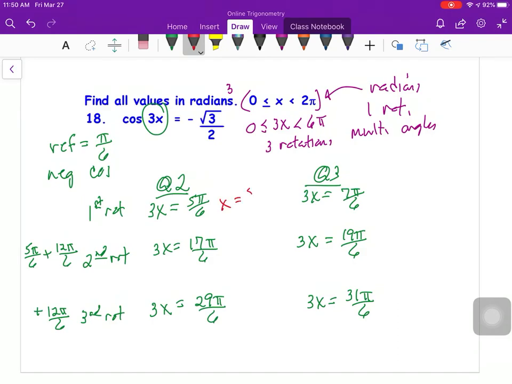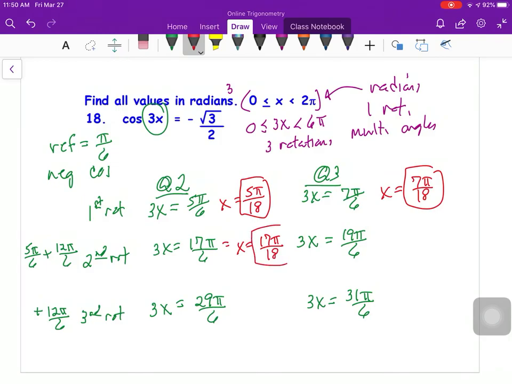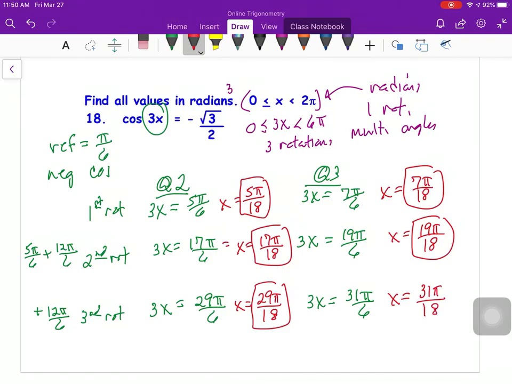So when we finish it, we divide by 3. On this one, we would get 5 pi over 18. Once again, the easiest way to divide a fraction by 3 is to multiply the denominator by 3. On this one, x would equal 7 pi over 18. Here, we'd have x equals 17 pi over 18. Here, x equals 19 pi over 18. Here, x equals 29 pi over 18. Here, x equals 31 pi over 18.